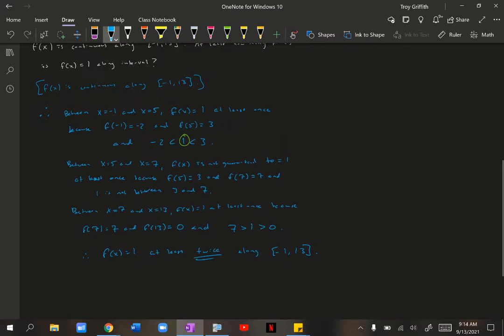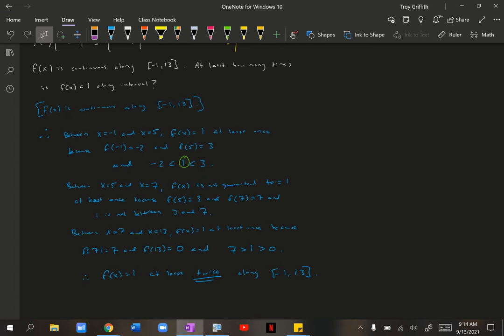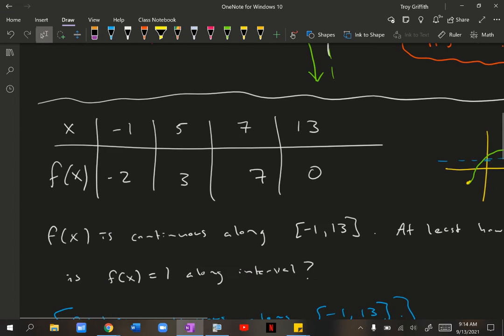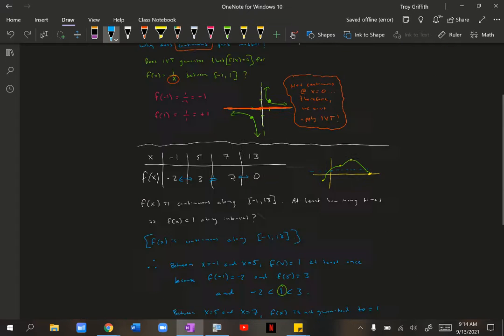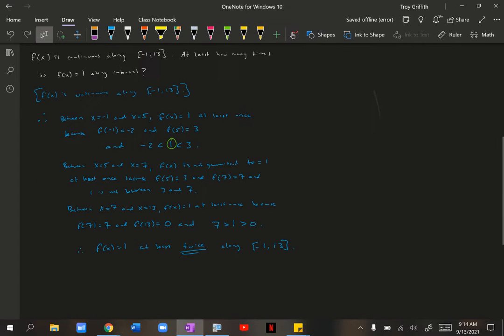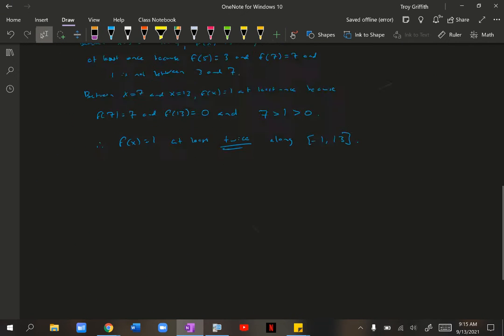Okay, so that's a very detailed answer there, but that's showing, using the intermediate value theorem, why we have to touch it at least twice. It has to happen once between here and here. To get from -2 to 3, I've got to cross through 1. It does not have to happen between here and here, because I don't have to cross through 1 to get from 3 to 7, but then it does have to happen between here and here, because I have to cross through 1 at least once to get from 7 to 0. So that's one example of where we could use the intermediate value theorem to guarantee some particular solutions.